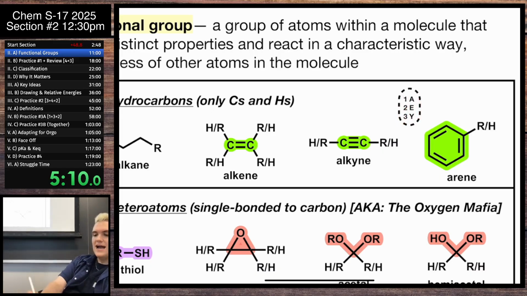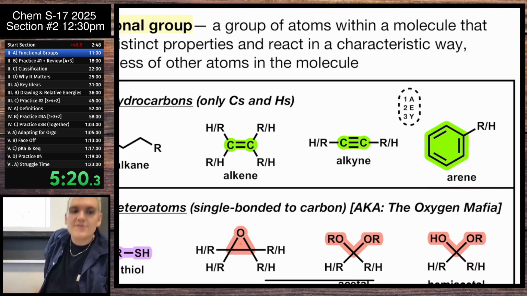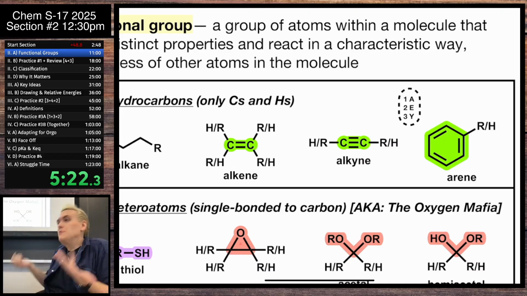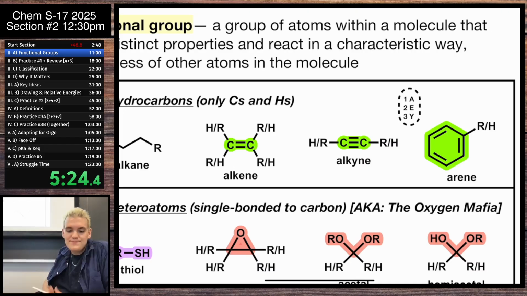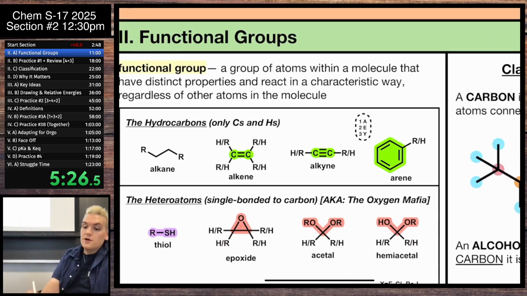And then if we have double bonds on every carbon in a ring, we call that an arene ring, A-R-E-N-E. You might have also heard it called an aromatic ring. That's also fine, but it's just a longer word to write. So I like arene. That's the hydrocarbon family.